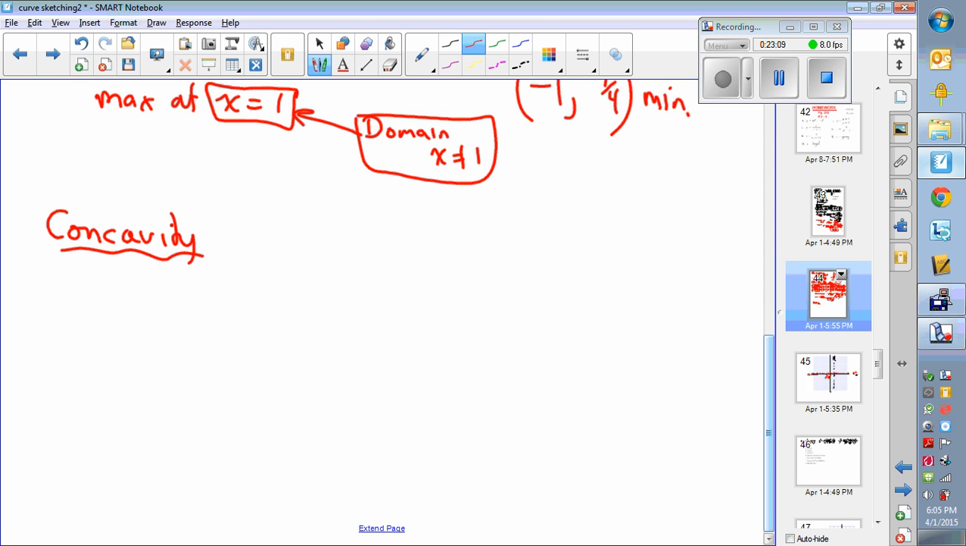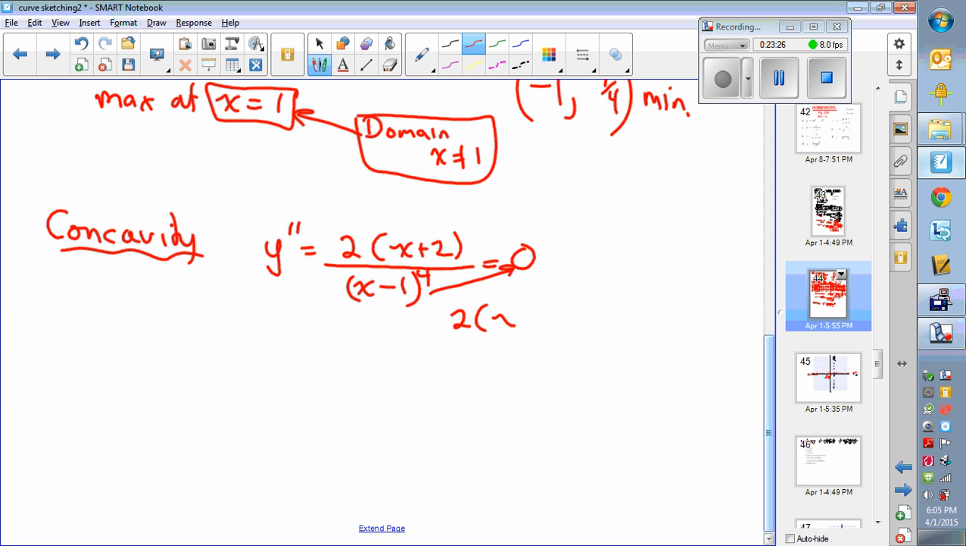The concavity means you look at the second derivative. The second derivative is 2x plus 2 over x minus 1 to the 4th. Set that equal to 0. Denominator goes up. You get 2 times x plus 2 equals 0. Divide both sides by 2. You still have x plus 2 equals 0. Take the 2 over, and you get x equals -2. So at x equals -2, you've got this possible inflection point for you to test.